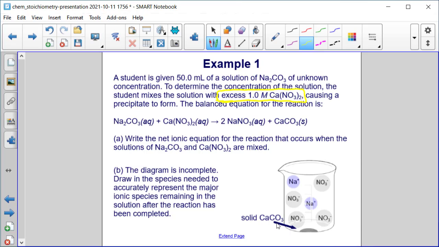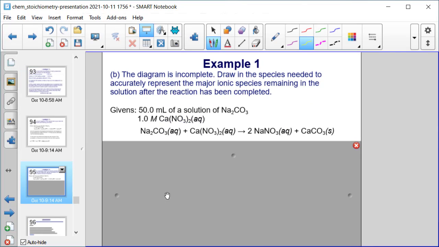Some of the calcium is used to form the solid precipitate, right? But if it's added in excess, then we must also have more, okay? We must also have more. So what we're saying is all of this carbonate reacts to form the solid, but we have extra calcium ion, excuse me. So let me go back and show the diagram.